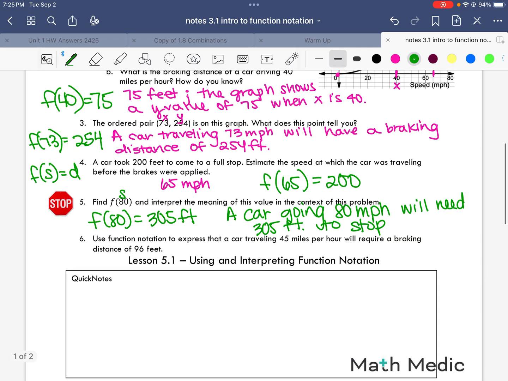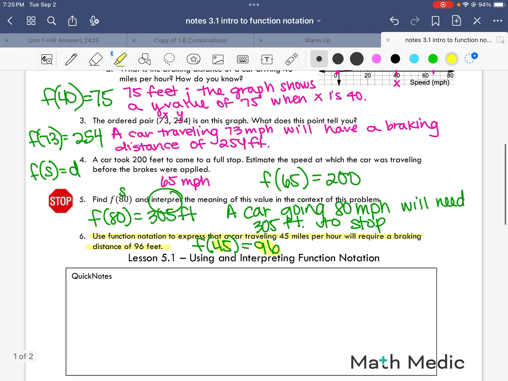Okay, number 6, use function notation to express that a car traveling 45 miles per hour will require a braking distance of 96. So they're just asking us to write this like we wrote this one. I don't have to interpret here, right? This one said interpret, which means say what it means. This one's just write it in function notation. So f of the speed equals the braking distance. That's how we would write that. And it's a much quicker way to say all of this, right? It's telling me that when the speed is 45, the braking distance is 96.